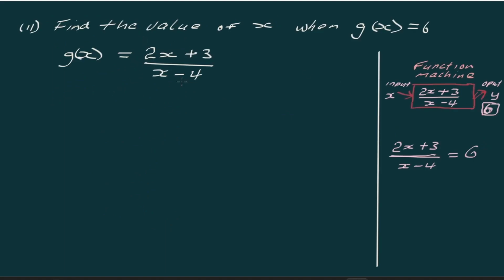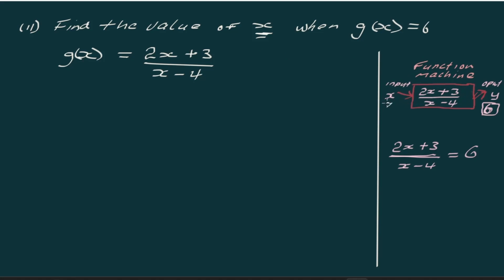Looking at the second question, we are asked to find the value of x. So we have to find the value of x when the function g of x equals 6. Now looking at the function machine here, x represents the input value into the function. So let's say that this is our function here. X represents the input value into the function.